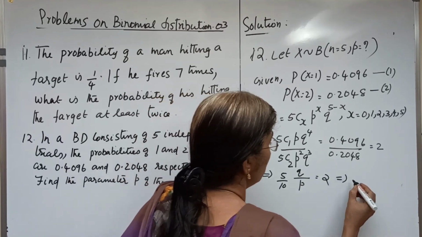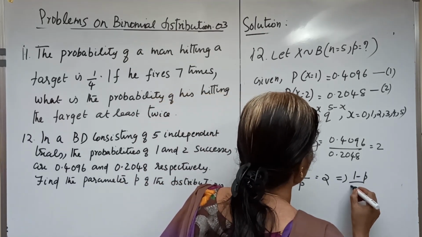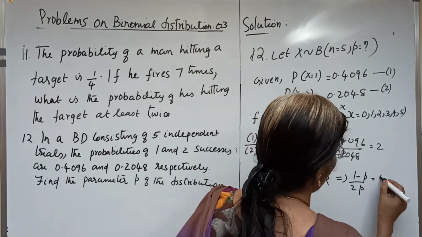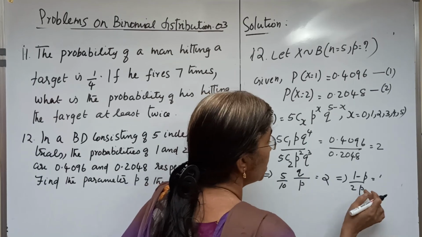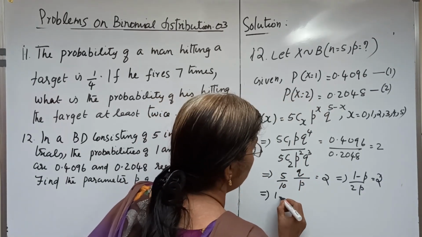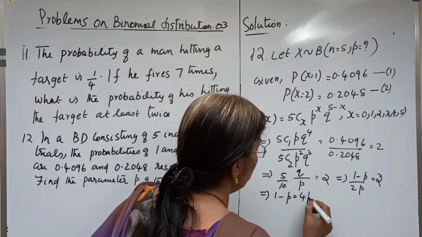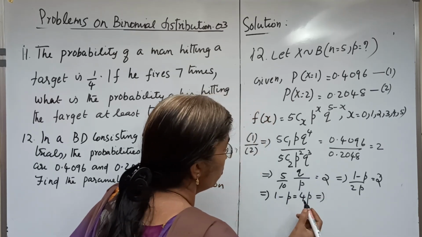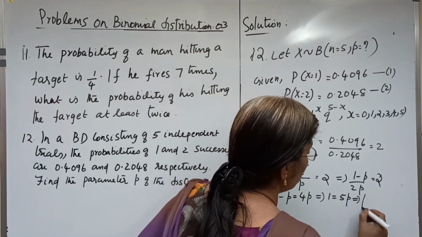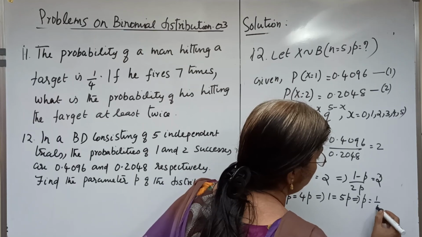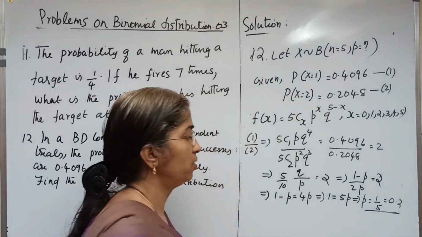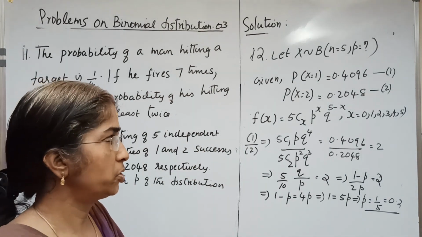This implies 1 minus p by 2p equal to 2, which implies 1 minus p equal to 4p, isn't it? That is 1 equal to 5p, which implies p equal to 1 by 5 equal to 0.2. So the required value of p is 0.2. Okay.